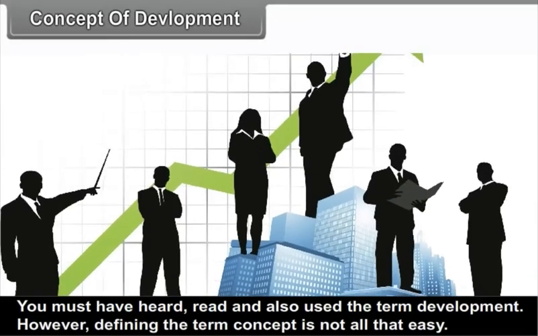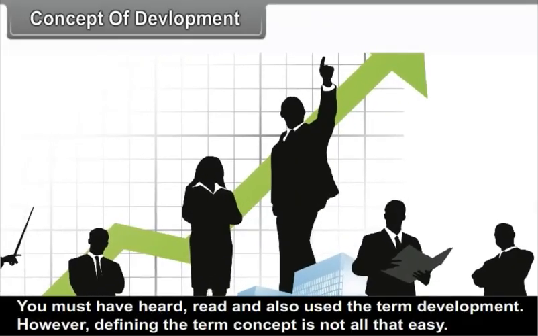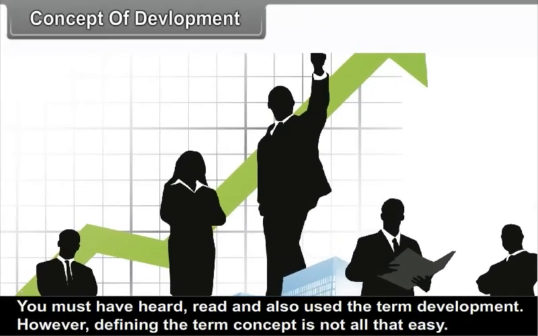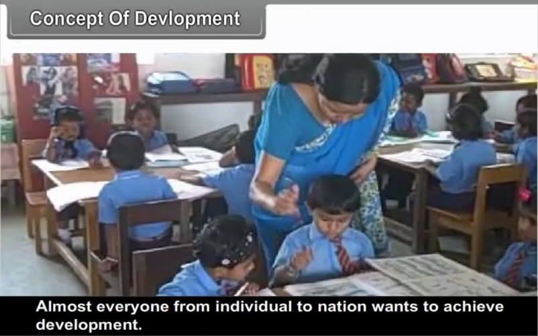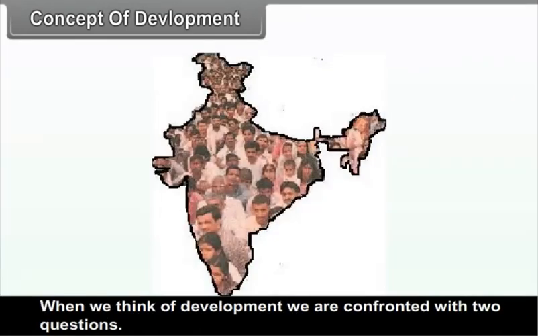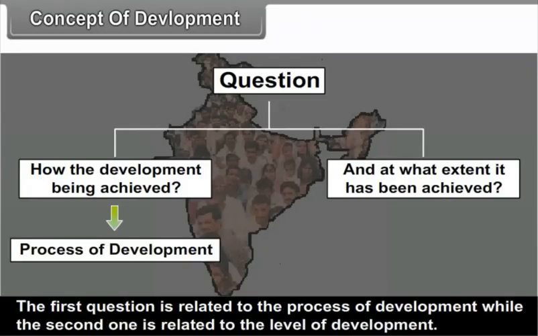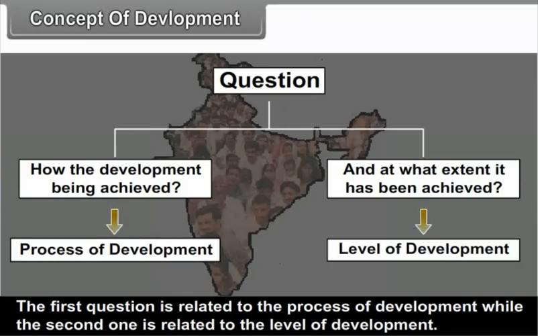(8.1) Concept of development. You must have heard, read and also used the term development. However, defining the term concept is not all that easy. Almost everyone from individuals to nations want to achieve development. When we think of development, two questions arise: how is development being achieved? And to what extent it has been achieved? The first question is related to the process of development, while the second one is related to the level of development.